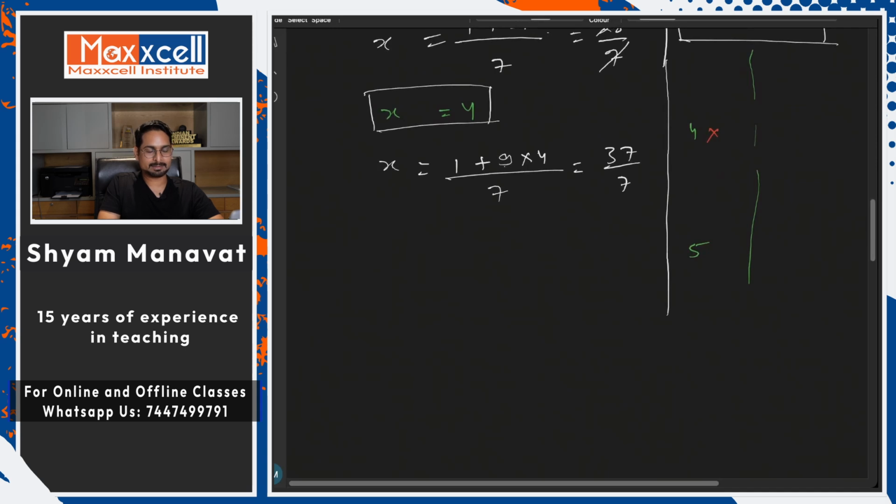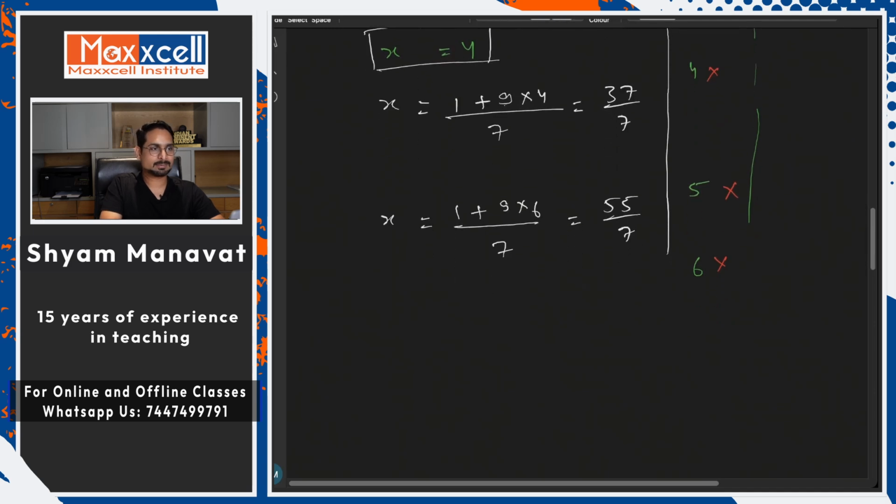Let me move to the next one. 6. If I substitute y equal to 6, what will happen here? Here I'll have x equal to 1 plus 9, 6 are 54, plus 1 is 55 by 7. Is it divisible? No, it's not. Did you try for 5? Are you getting an integer value of x? You won't get. Let's see the next one.